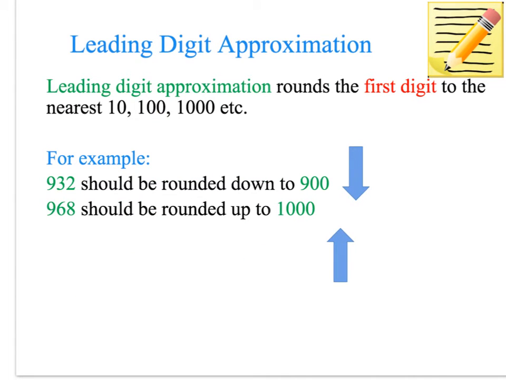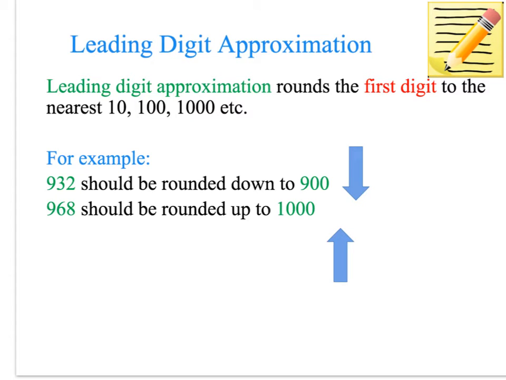Now you'll also be asked to do leading digit approximation. Now when it says that, it means you need to round the first digit. So the leading digit, which means the first digit in the number. This time they're not asking you for tens or hundreds or thousands or whatever. They're actually just saying the first digit, whatever that might be. It might be tens, hundreds or thousands. But you need to know that leading digit approximation means the first digit. So you're just rounding that.